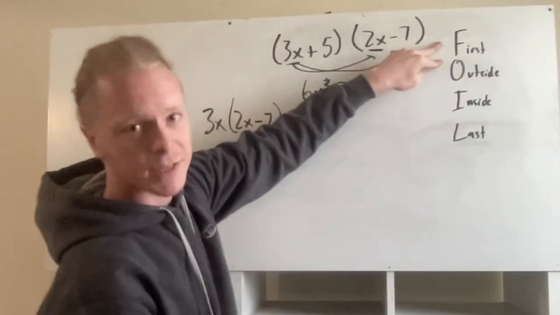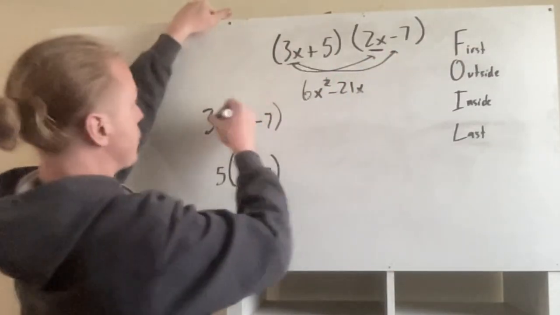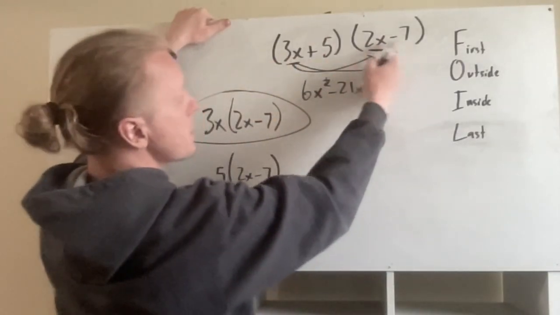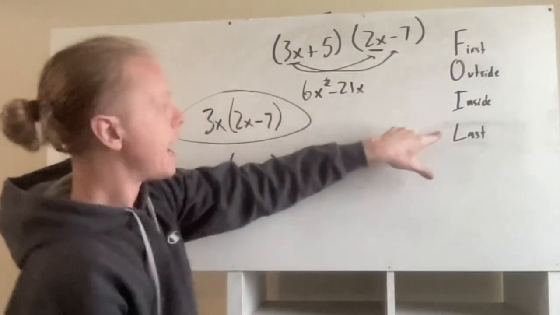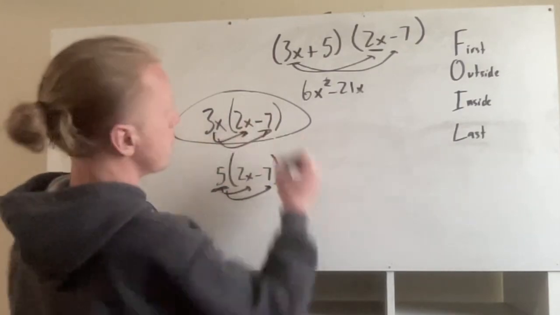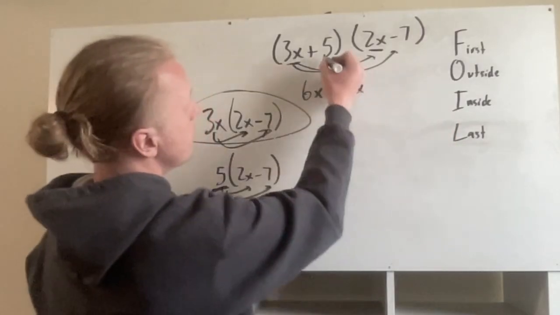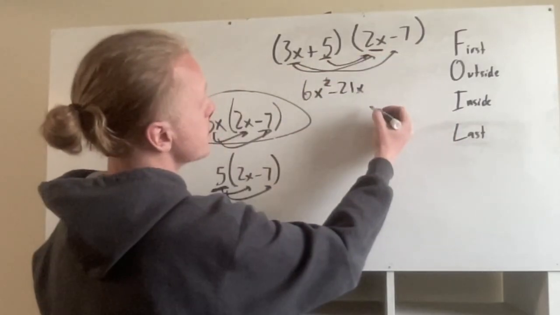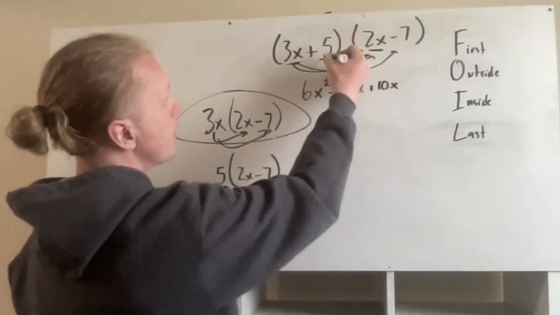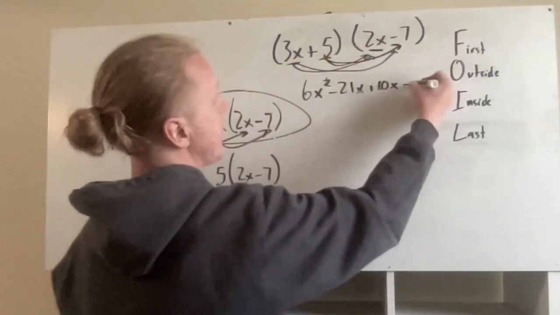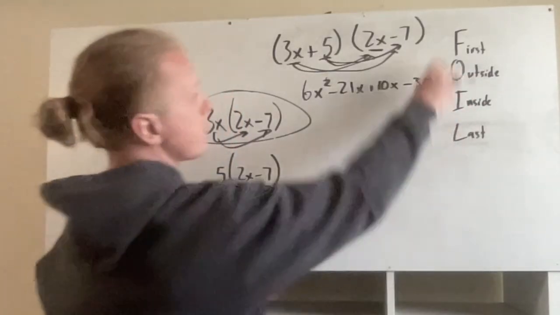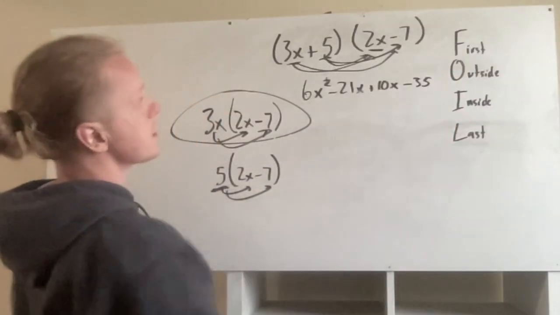We just did first and outside. But really what we did is we took the 3x and we multiplied it by both terms in the other parentheses. So now when we do inside and last, we're just repeating the process with the 5, right? Okay? So inside, 5 times 2x. Both positive, so that's plus 10x. And then positive 5 times negative 7 would be negative 35, so minus 35. Okay? First, outside, inside, last.